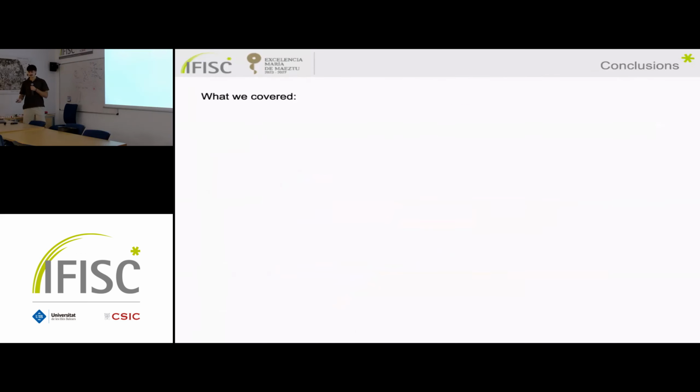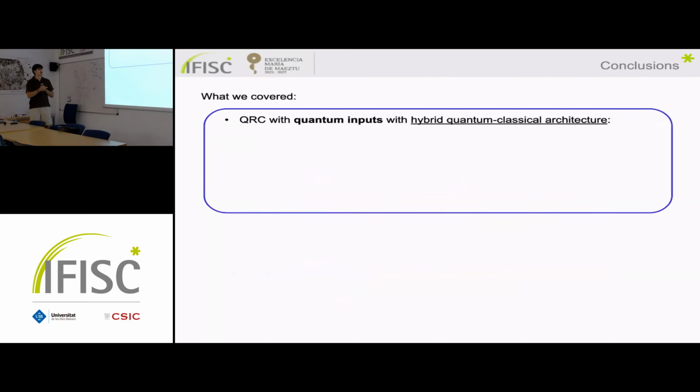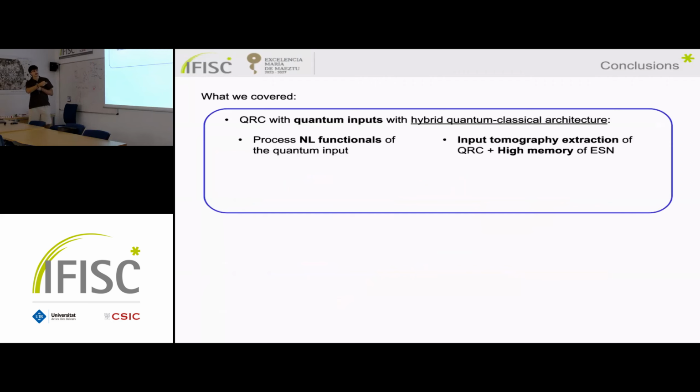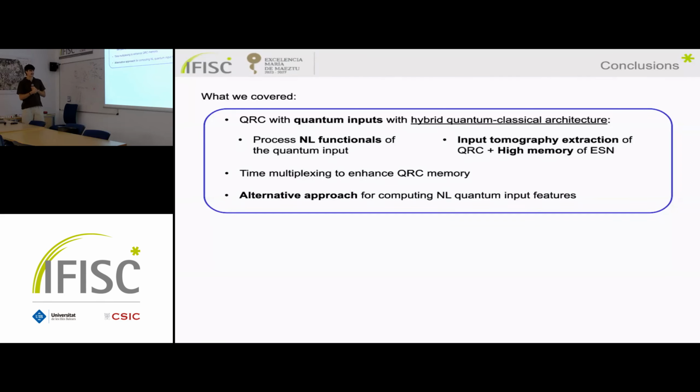So what we have covered in this presentation: we have achieved quantum computing with quantum inputs, thanks to a hybrid quantum-classical architecture that can process nonlinear functionals of the quantum input, due to the input tomography structure of the quantum reservoir computing and the high memory and strong nonlinear processing of the echo-state network. Also, we have seen that time multiplexing is very important to enhance the quantum reservoir computing memory. And also, we have shown an alternative approach to computing these nonlinear features that can be really difficult for quantum input values.